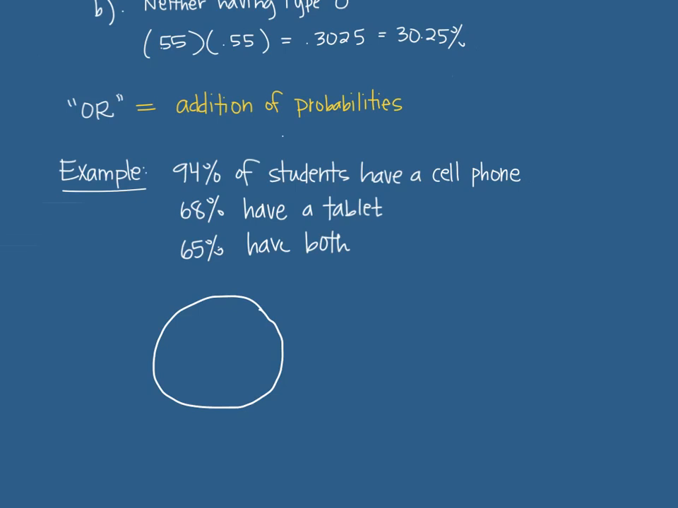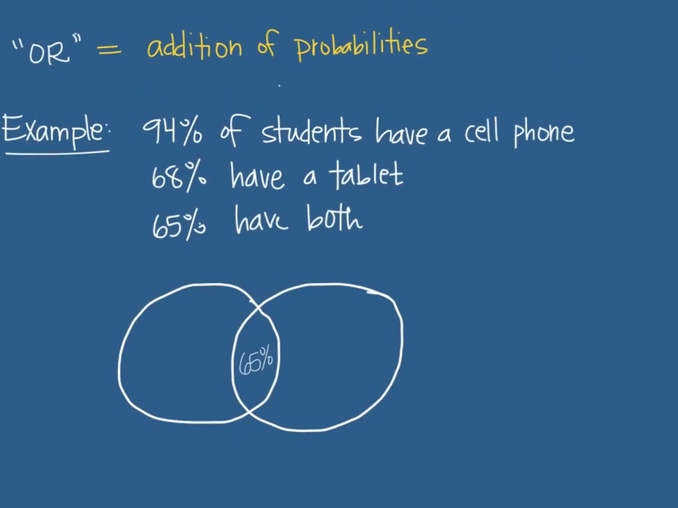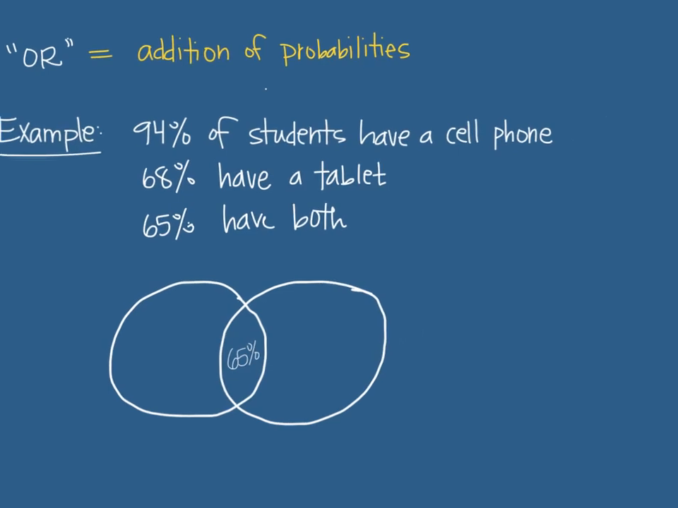That was not a good circle. Now they're not necessarily drawn to scale. So I don't want you to get thrown off by the size of the space or if it's a small overlap or a big overlap. Okay, the overlap is going to represent both. And so we know that 65% of students have both a cell phone and a tablet.